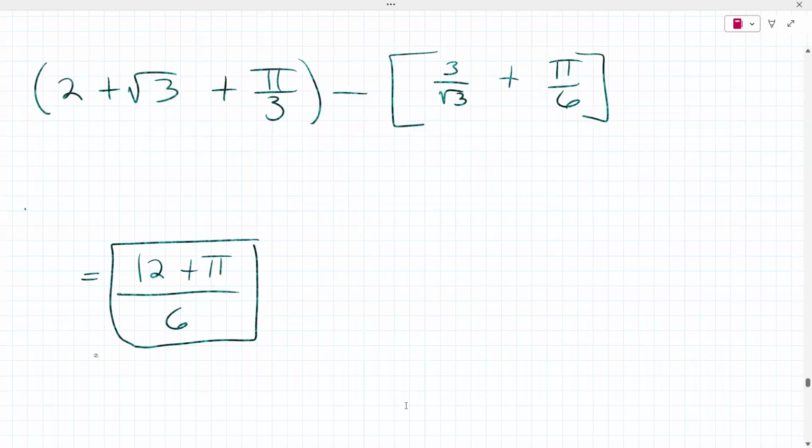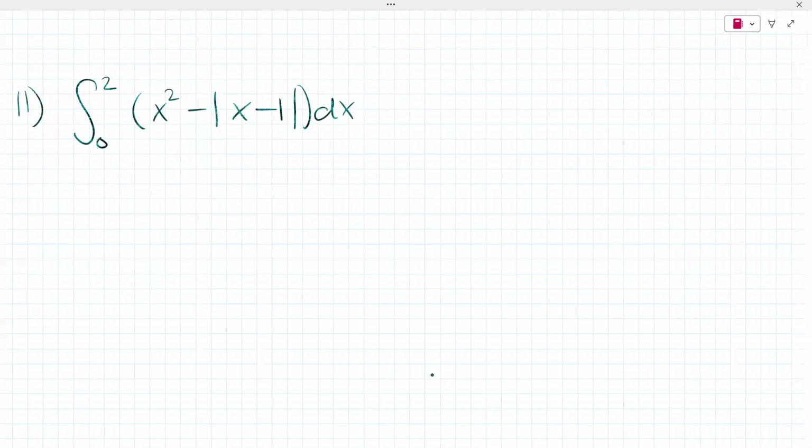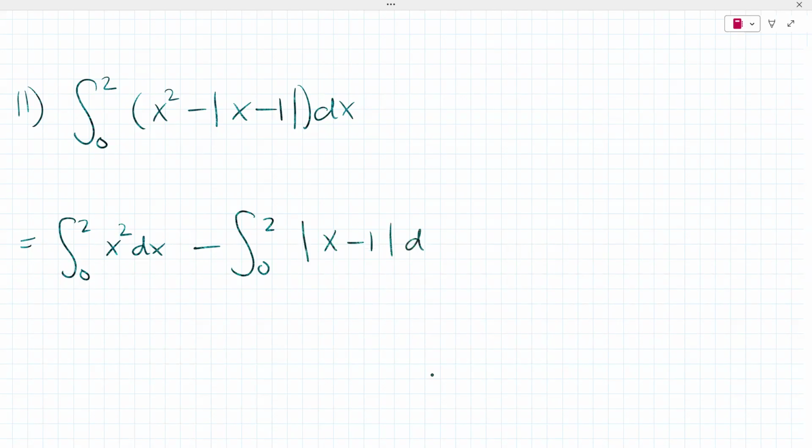Okay, let's move on. So on number 11, it's the integration from 0 to 2 of parentheses x squared minus the absolute value of x minus 1, dx. So what we can do is I would break it down into two separate integrals. So it's going to be from 0 to 2 of x squared dx minus the integration from 0 to 2 of the absolute value of x minus 1 dx. So I just split it into two separate integrals.